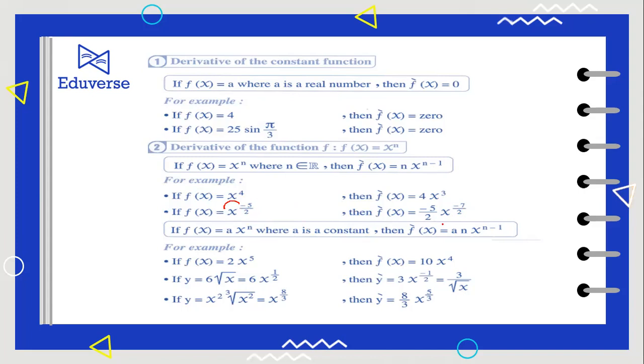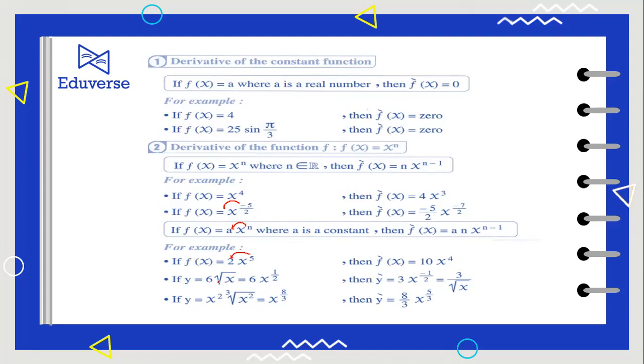it will be -7 over 2. If I have a coefficient not equal to 1, if the coefficient of x is not equal to 1, then the power will be multiplied by this coefficient, and then subtract 1 from the power. Like this example, if f of x equal 2 multiplied by x power 5, 5 multiplied by 2 will be 10, and x to the power 5 - 1, it will be 4.